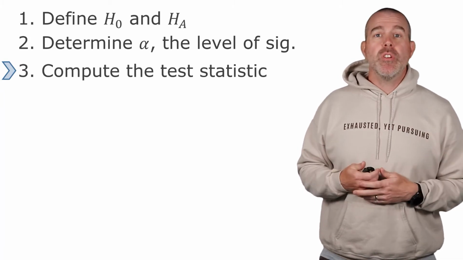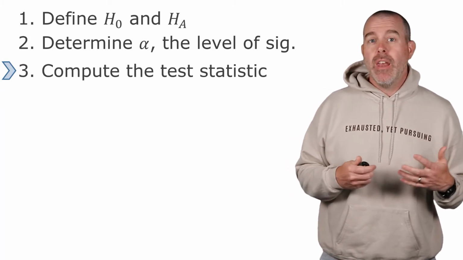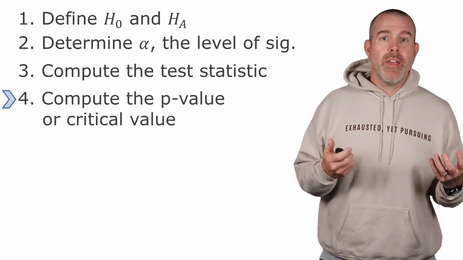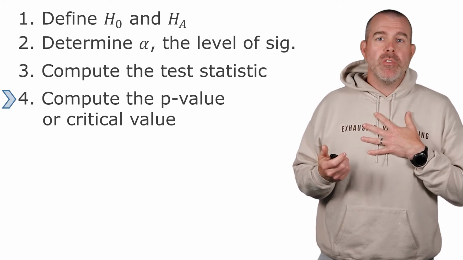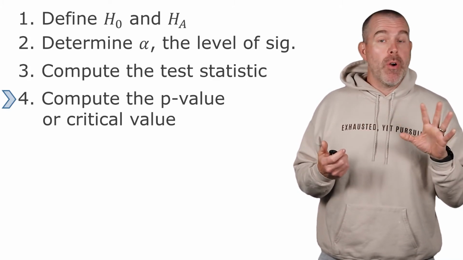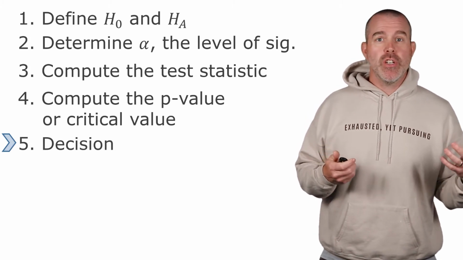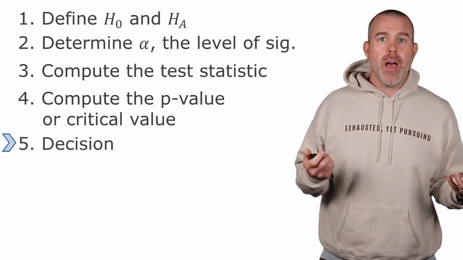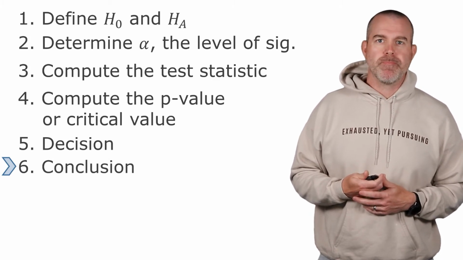Then you compute your test statistic. We're going to have a variety of test statistics. Then you compute the p-value or critical value depending on which method you are using. I like to use the p-value method, that's more common, but there are some dangers with it, and I'll talk about those a little bit later. Then you make your decision. Do you reject or not reject the null hypothesis? And then you summarize it with a nice sentence with a conclusion.